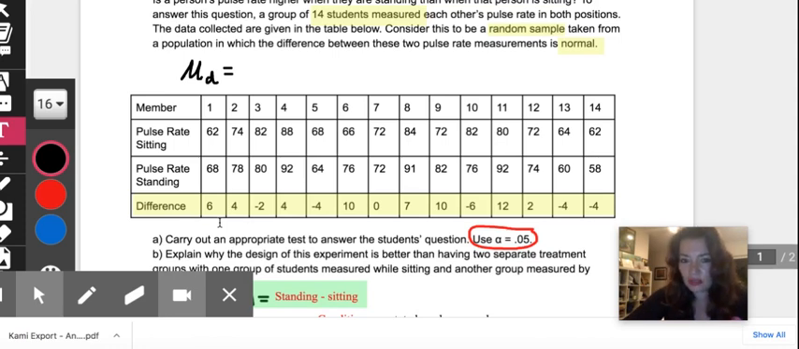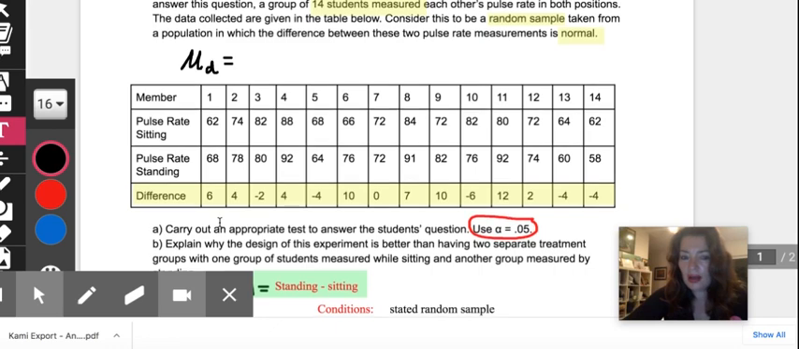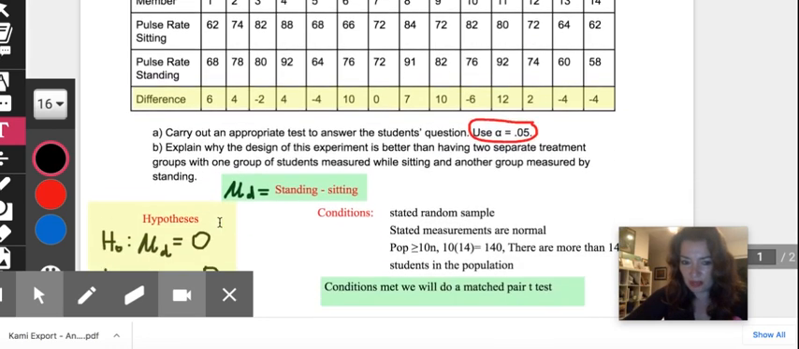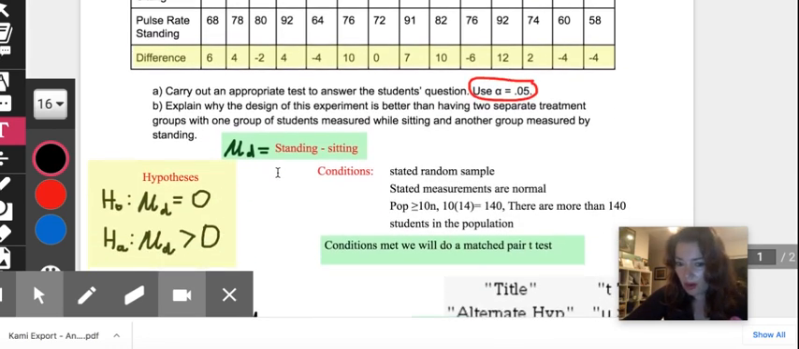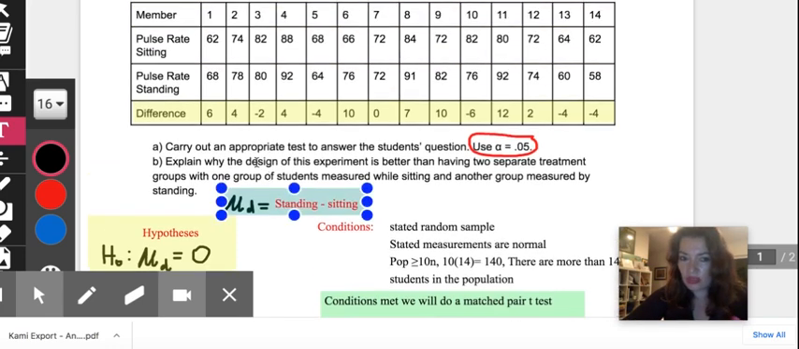So the first thing to do is to write our hypothesis statement and define our variable. What are we doing? We're taking the mean difference. So here, highlighted in green, it's also important to note I wrote standing minus sitting because it could be done the other way around. And so notice that the difference is standing minus sitting.